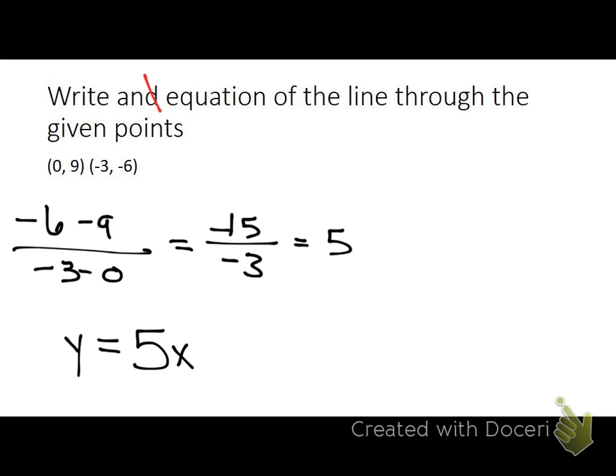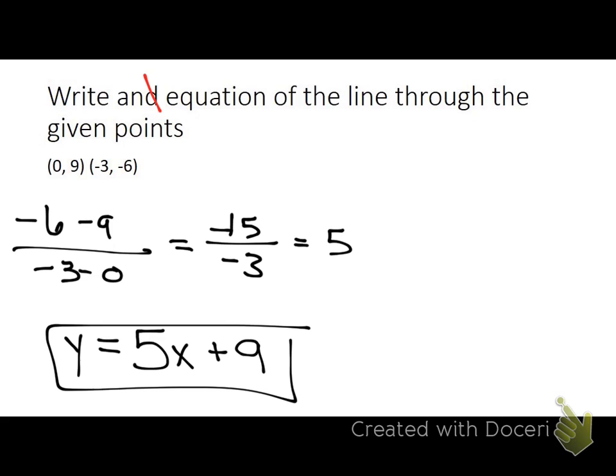The ordered pair that has the 0, the other number is my y-intercept. So 5x plus 9. All right, so that's how I use it. Write an equation using slope.